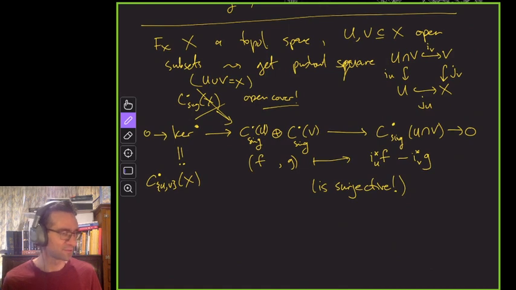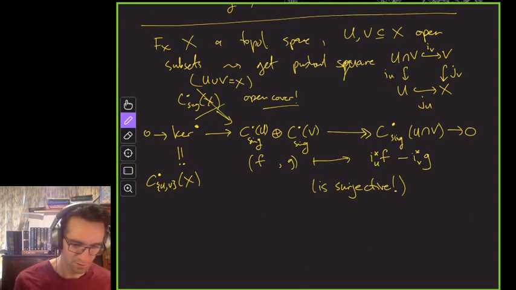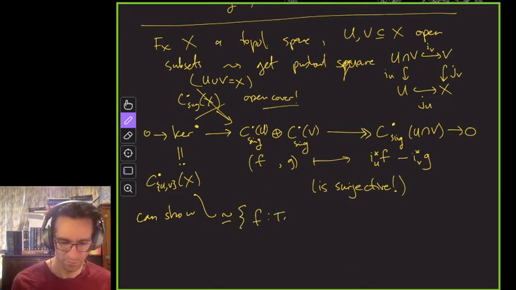Now, here's the clever part. I have a little remark about how we can see this is surjective in my written notes, and you can have a look at that. And we can show, this is not terribly difficult, that C^n_{UV}(X) turns out to be isomorphic to those functions.